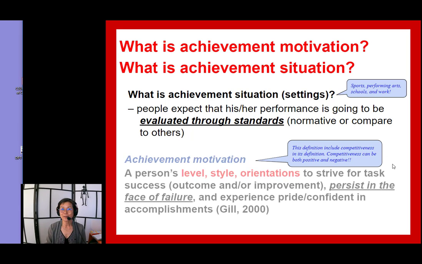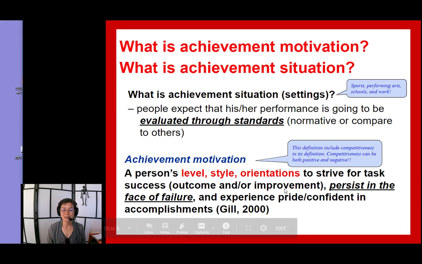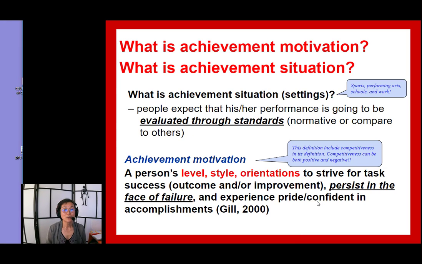Then what is achievement motivation, by the way? This one is expanded a little bit from the textbook. The textbook just says orientations. No. It needs to represent all theories. So it has a few more words than the textbook definition. So achievement motivation here is a person's 3 words. Remember these 3 words: level, style, orientations. Again, a person's level, style, orientations to strive for task success.